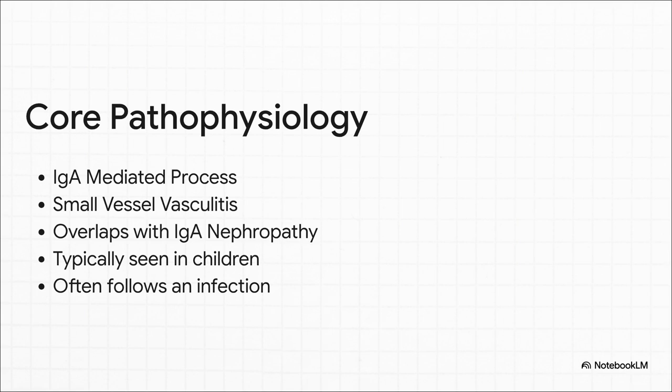The IgA-mediated part is what puts it on the same spectrum as IgA nephropathy, which you might know as Berger's disease. The small vessel vasculitis part, well, that explains the classic purpuric rash. Clinically, the textbook case, the one you'll see in vignettes, involves a child who shows up a week or two after something like an upper respiratory tract infection.